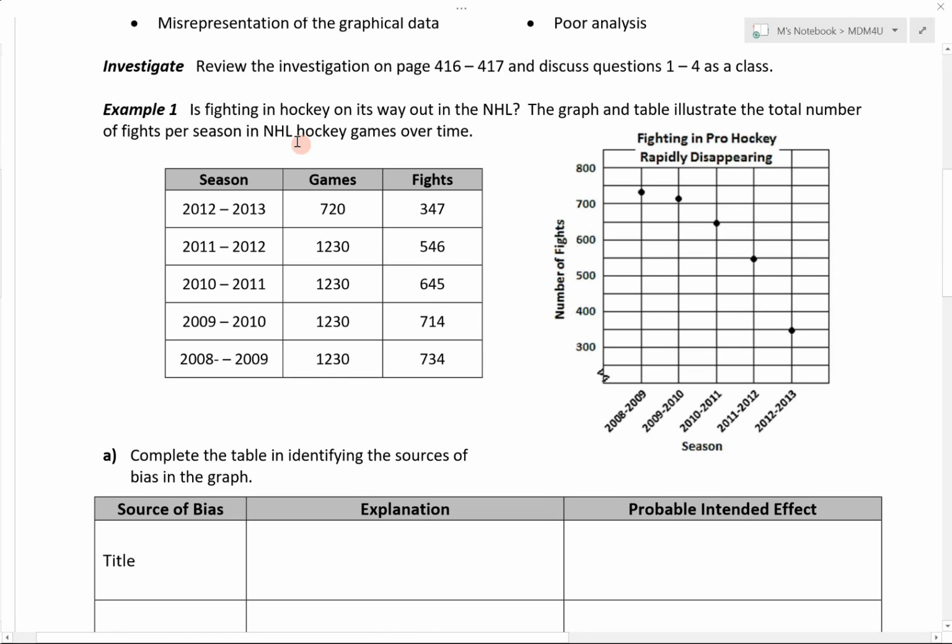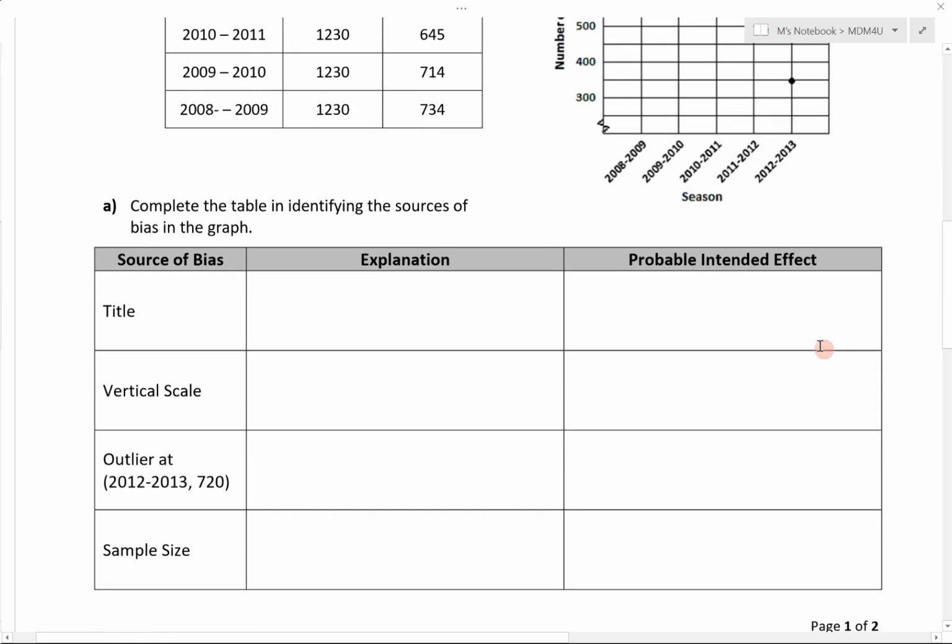Example 1 is fighting in hockey on its way out in the NHL. The graph and table illustrate the total number of fights per season in NHL hockey games over time. So let's try and look at a few different sources of bias in the graph and table that they present here. So look at the graph. It says fighting in pro hockey rapidly disappearing. Number of fights in the season from 2008 all the way to 2013. So I've created a little table here to help us determine where we can find these distortions or biases.